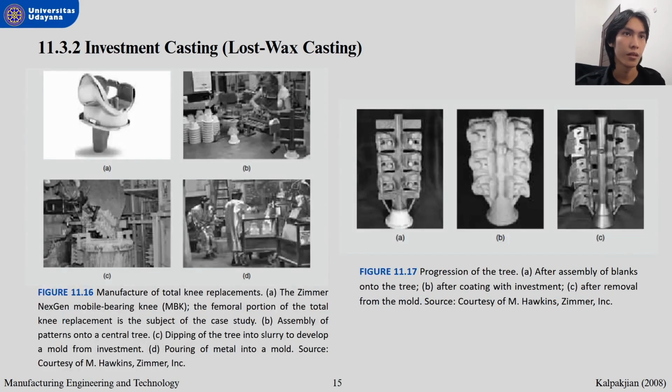The next, figures 11.16 and 11.17, show permanent mold casting. Molds are made of metal and reused multiple times. This process offers good surface finish and dimensional consistency. And the second one is vacuum casting. The mold is placed above the molten metal, and vacuum pressure draws the metal upward.